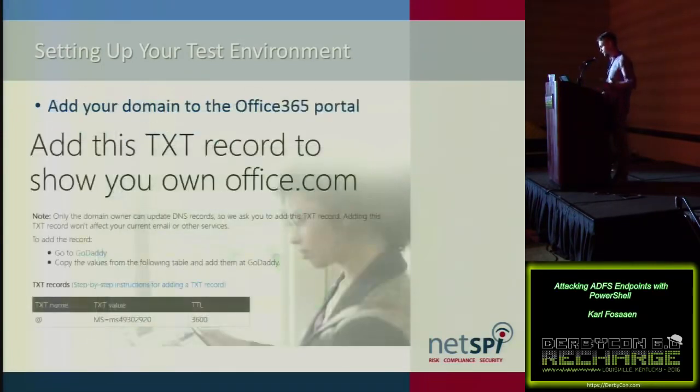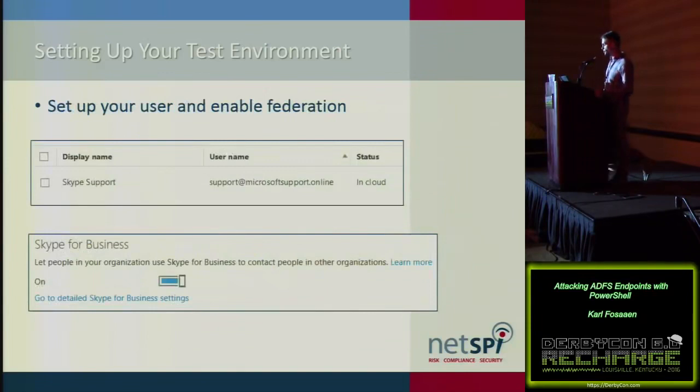So once you've purchased the service, you go ahead and add that MS record to your TXT record, claim the domain, get it set up. And what we want to do is set up a user and enable federation for that domain at this point. For all of our demos going forward, we're going to be dealing with support@microsoftsupport.online.